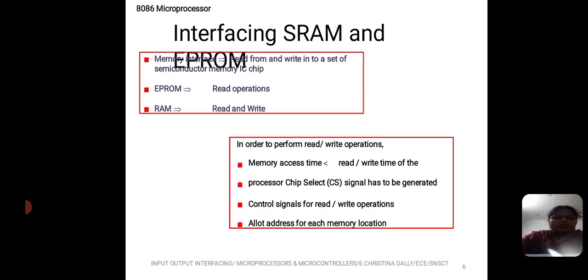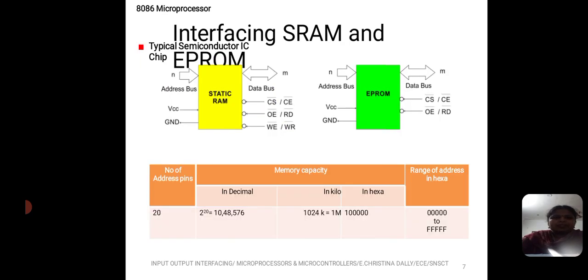Memory interfacing means we are going to read from and write into a set of semiconductor memory IC chips. EEPROM is used for read operations, and RAM is used for read and write. To perform the read and write operations, the memory access time must be less than the read-write cycle time, and the chip select has to be generated by the processor. There will be control signals for read and write operations. We are going to allot an address for each memory location. Here we have the number of address pins, the range of the address in hexadecimal, and the memory capacity in decimal kilobytes and in hexadecimal.